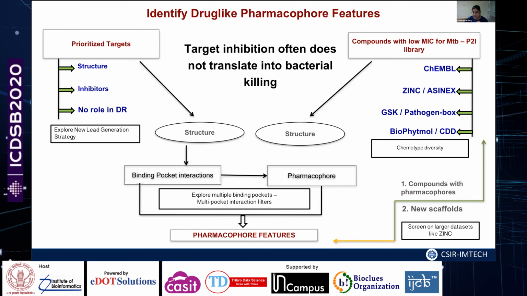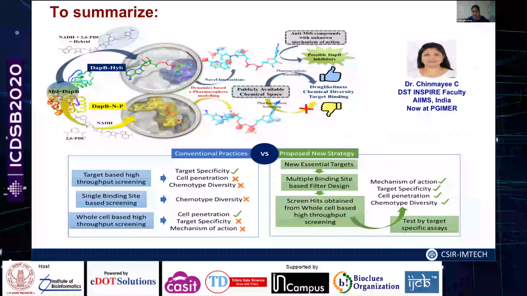So this is our first contribution. It's a new method, and this paper is available in bioRxiv, and it is under review in a journal. And Chinmay is my collaborator on this project. As opposed to several lacunae in the conventional practices, our new strategy actually allows us to understand the mechanism of action. We can bring in target specificity. It has no cell penetration issue, which is a huge problem in the case of target-based design. And then, of course, we have chemotype diversity. So we have expanded the chemical space for MTB that we can look for, and the method is generic. It can be applied to any pathogen.